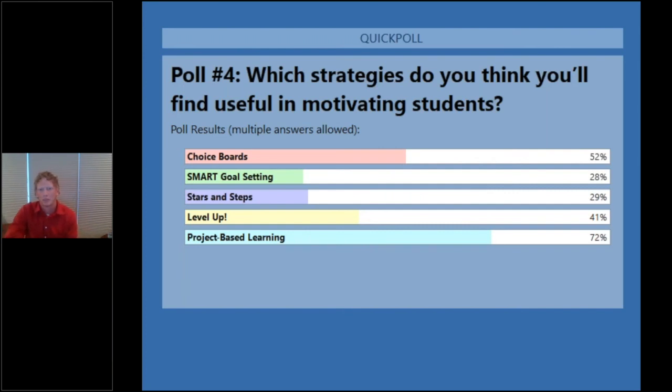Sure. So the winner here is choice boards at 52%, or no, sorry, project-based learning at 72%, and then followed by choice boards at 52%, and then level up at 41%. And then again, the last 2 are within 1% of each other. The SMART goal setting and stars and steps are at 28 and 29%. Outstanding. So I think our overall winner there was PBL, which this really resonates with me. I find that to be so incredibly powerful.